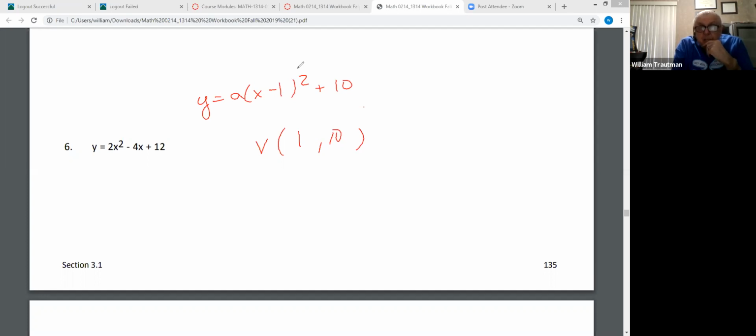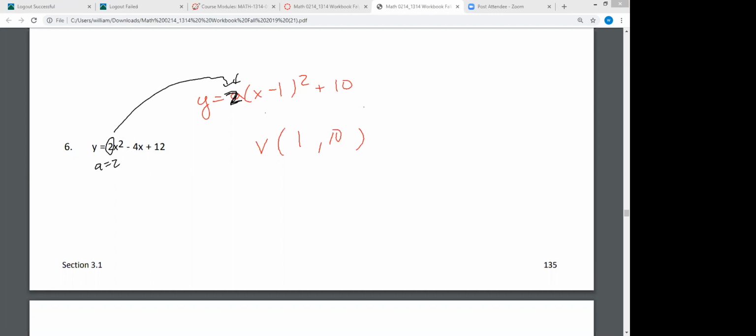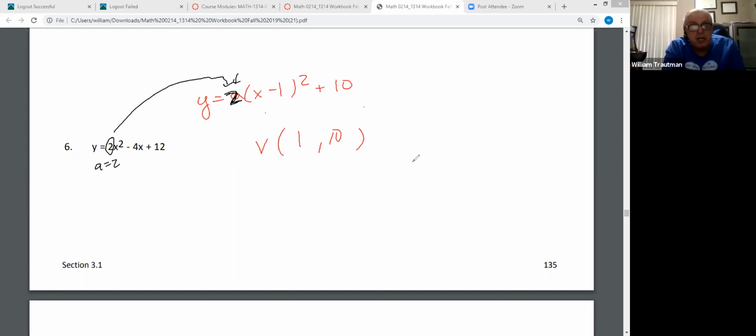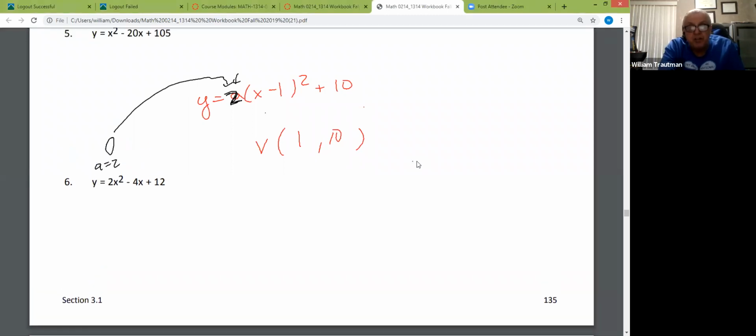I forgot to mention, don't forget, a equals 2. So we have to put a 2 there. Go back to number 6 and make sure you put a 2 there. Whatever a is, you have to put it in that vertex form. You wrote it and left it as an A and not the 2. That's why I remembered in the back of my head that I forgot to write that 2 down there.